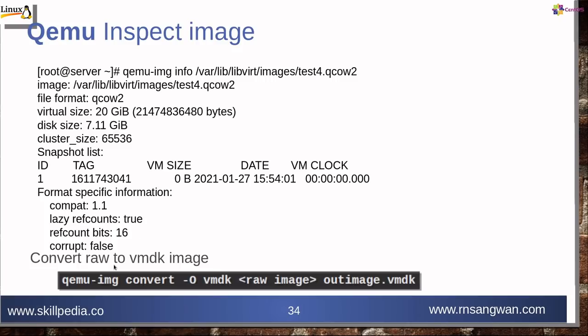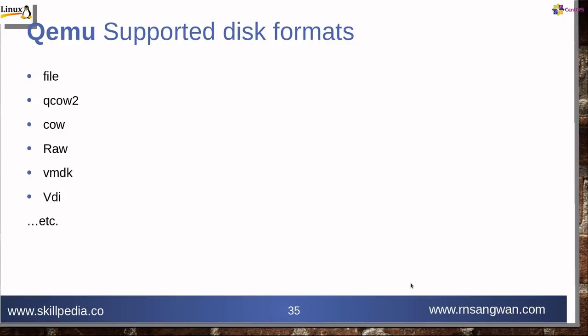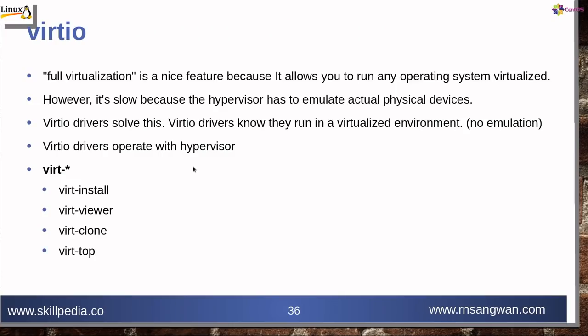You want to convert a raw disk to VMDK format, that's also supported. The qemu-img command supports a lot of options. qemu-img convert -O, that is output, VMDK format, raw image and output image name. QEMU supported disk file formats: QCOW2, QCOW (copy on write format), raw, VMDK, VDI. A lot of formats are supported by QEMU.